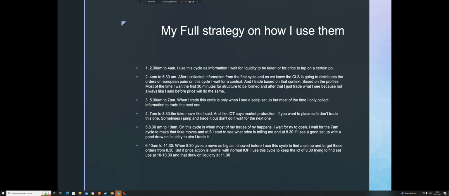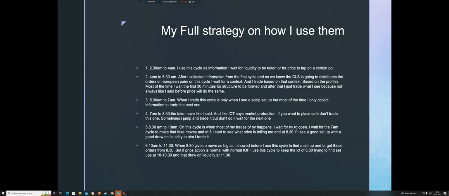If there is no news and you don't see a setup, don't trade. Just wait for the next day. If there is no news but you see a nice setup at 8:30, trade it. Imagine the price just went to a nice order block, to a nice fair value gap, and you see equal lows to target, trade it. Okay, don't risk much, but trade it.